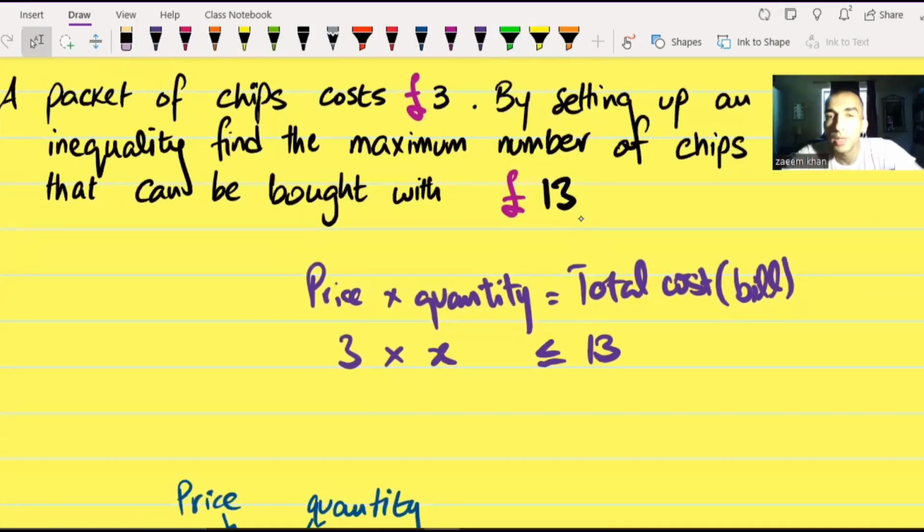Does that make sense? If you go to a grocery store with £13 and a packet of chips costs £3, and you're willing to spend up to the entire amount, what are you going to say? You're going to say, I'm willing to spend up to 13, so that's less than or equals to 13. Either you can stay beneath that amount, you can spend £7, £8, 9, 10, 11, or 12, or you can go all out and spend the entire money that you have. What symbol are we going to use? Less than or equals to 13.